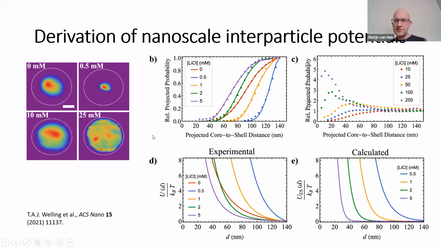Now, the reason that this is exciting is that we are able to determine from these experimental curves the real interaction potential. So the U is an energy expressed in kBT. So this is the first time actually that at the nanoscale interparticle potentials have been derived. So in panel D, you see the experimentally calculated potentials, and in E is the calculated potential. So there are some differences, of course, but the fact that we have been able to do this at the nanoscale is something remarkable.